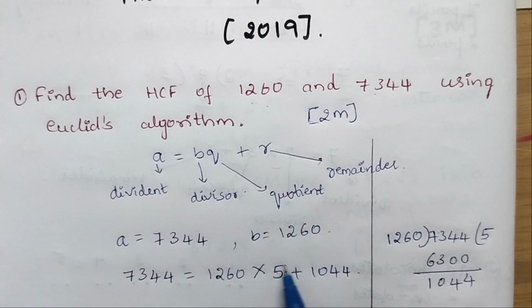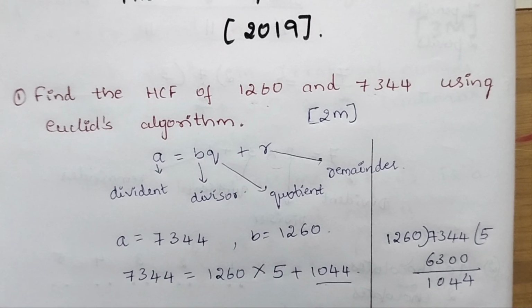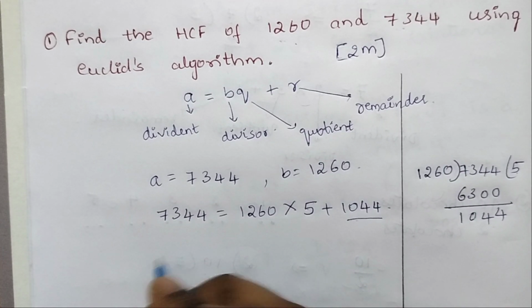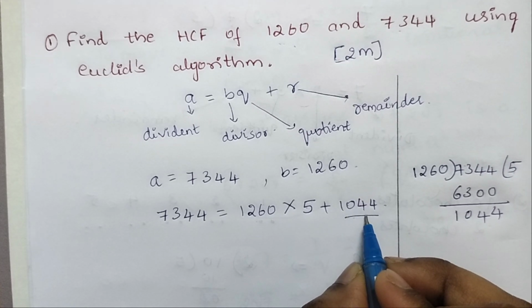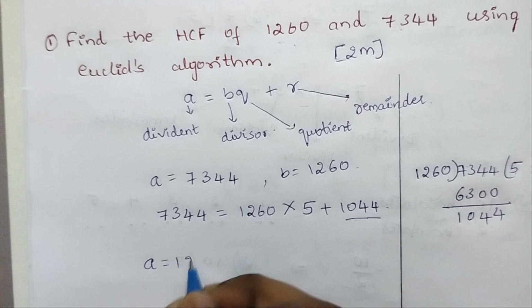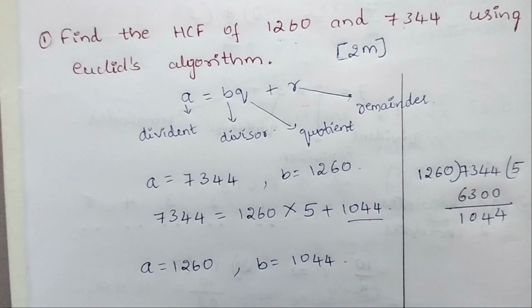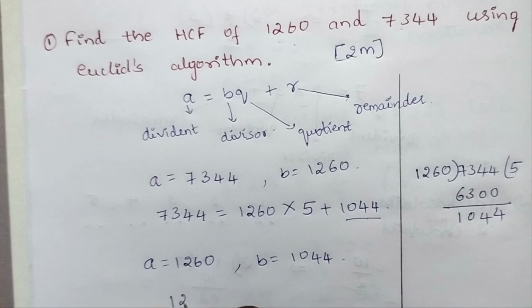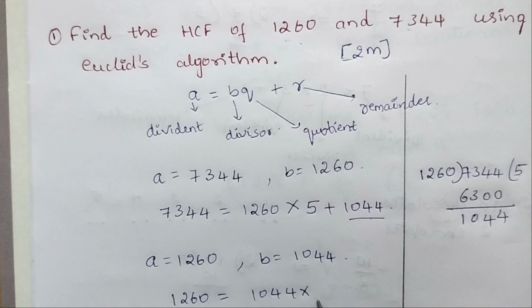I have to continue applying this Euclid's algorithm till I get my remainder as 0. Now here I didn't get my remainder as 0. It is 1044. Now how to continue with the next step? It is very easy. In the next step, 1260 will be my dividend and 1044 will be my divisor. That is, A is equal to 1260 and B is equal to 1044 according to Euclid's algorithm technique. Now same thing I have to express in general form. 1260 is equal to 1044 into, I have to write quotient and the remainder.